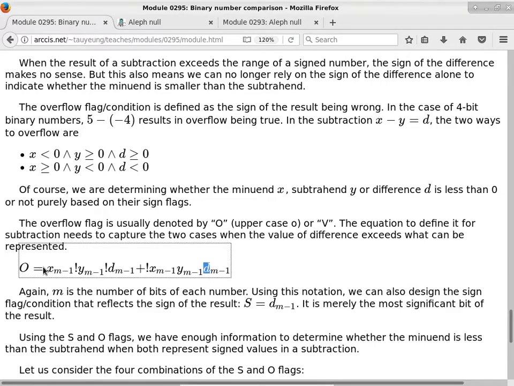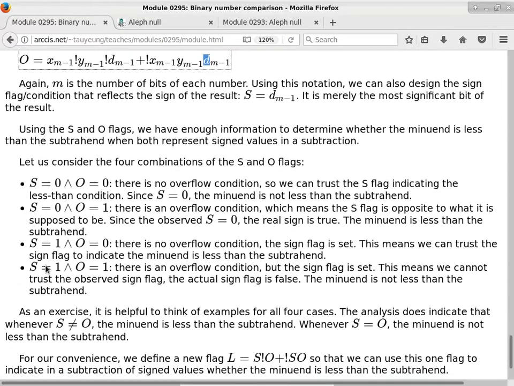So between the sign and the overflow flag, we can now tell the difference. We can now tell whether the minuend is less than the subtrahend or not, because there are only 4 cases to combine these 2 flags. Each one is binary. If the sign flag is a 0, it means the result after the subtraction is non-negative. When the overflow flag is also a 0, it means the sign flag is right, being 0. In that case, the minuend is not less than the subtrahend.